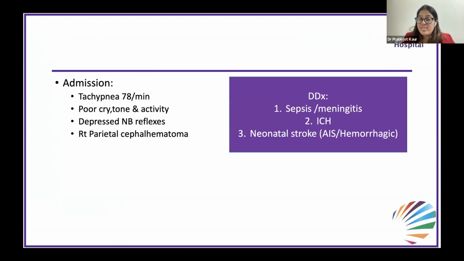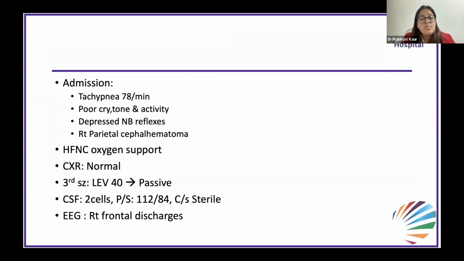So at this point, the differentials included sepsis or meningitis. We did keep a possibility of intracranial hemorrhage because it was a vacuum delivery, and we had evidence of a right parietal cephalhematoma. Along with focal seizures, neonatal stroke, hemorrhagic or arterial ischemic stroke was being considered. So this baby was put on HFNC oxygen support. Chest X-ray was normal. The baby had a third seizure, required levetiracetam again, increasing up to 40, after which the seizures were controlled. CSF was fine.